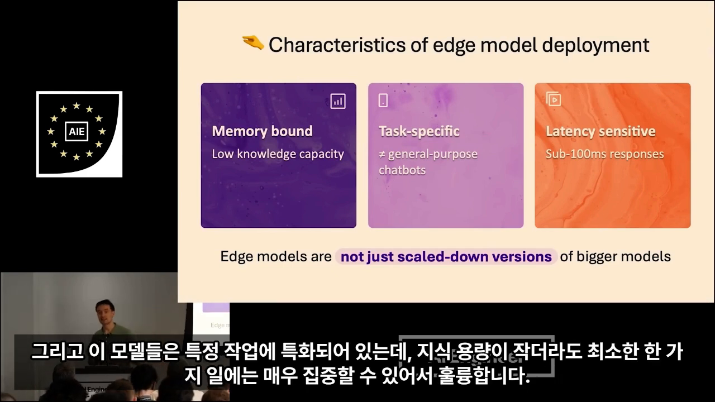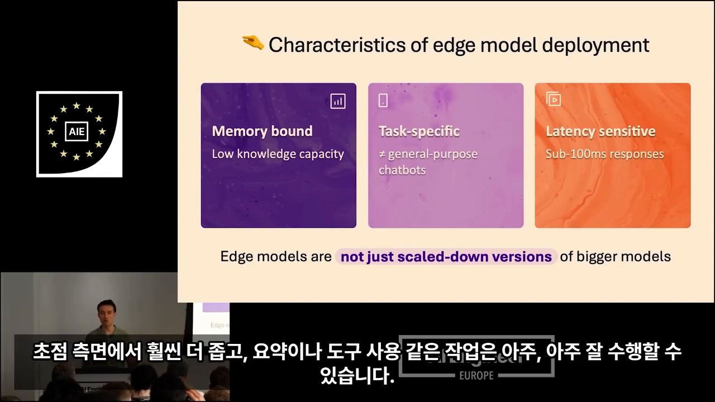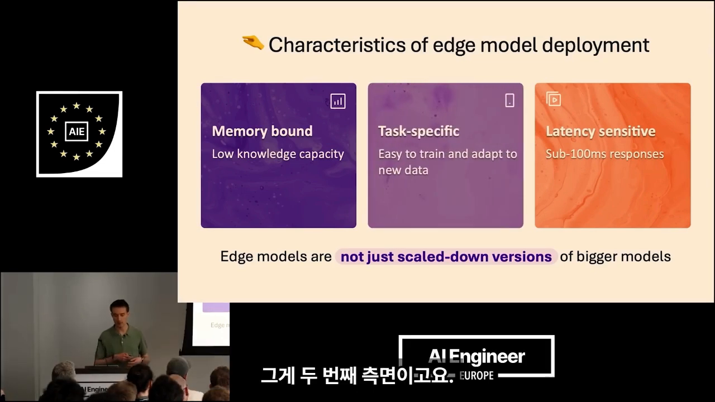Then the models are task specific, which is great because if you have small knowledge capacity, you can at least focus on one thing very well. And so that means that they are usually not general purpose chatbots like ChatGPT. They are a lot more narrow in terms of focus, and they can do something like summarization very, very well. So that's the second aspect.